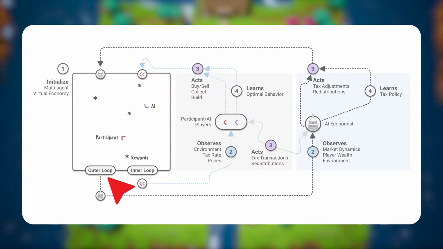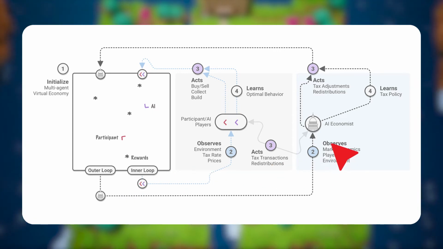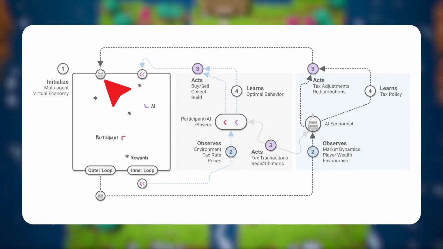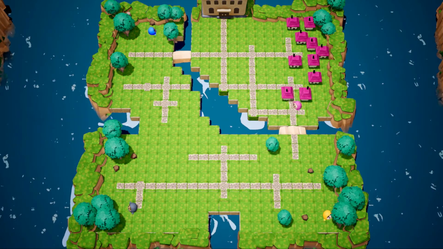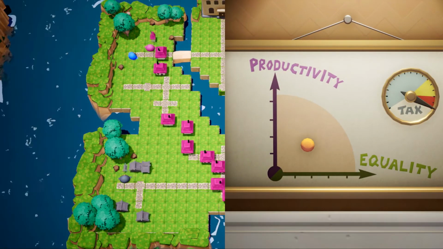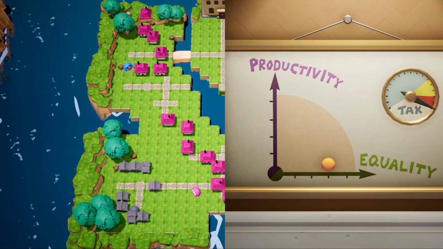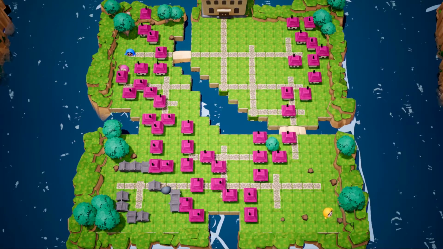The outer loop is about the AI economist trying to create the optimal tax policy. It starts by observing the workers to be able to learn how they react to the changes in tax policy it makes. The AI economist tries to create a tax policy that maximizes equality and productivity among the workers, while the workers try to maximize their individual outcomes.